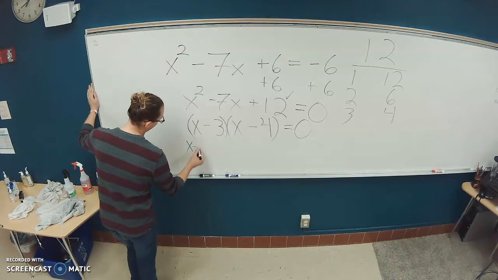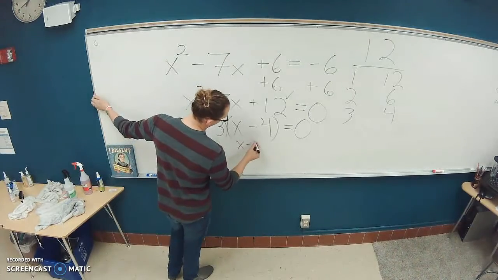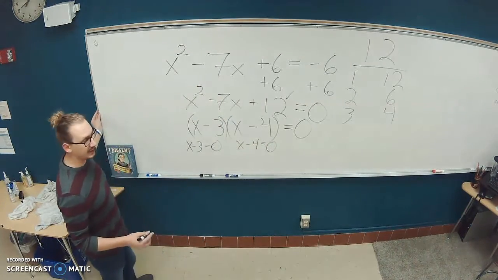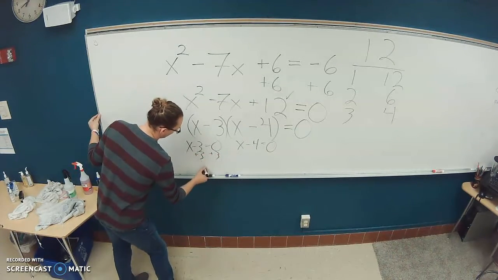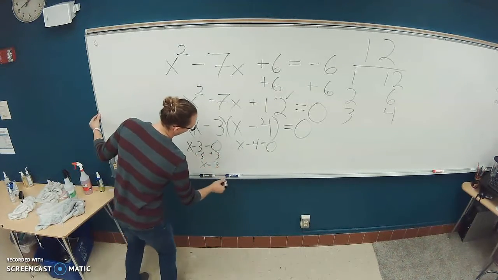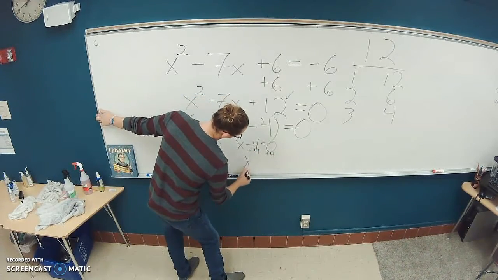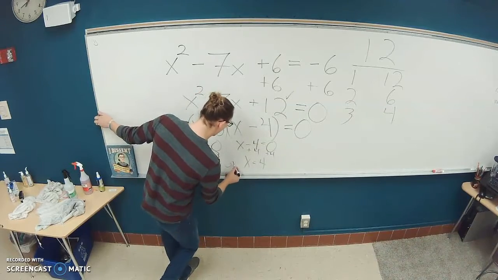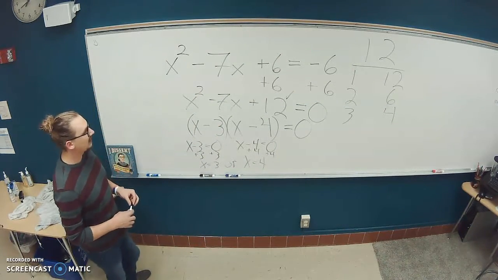x minus 3 equals 0, and x minus 4 equals 0. Don't just say x equals negative 4 and negative 3 here. You do have to solve. Add 3 to both sides, so x equals 3. Add 4 to both sides, x equals 4. So my 2 possibilities are x equals 3 or x equals 4.